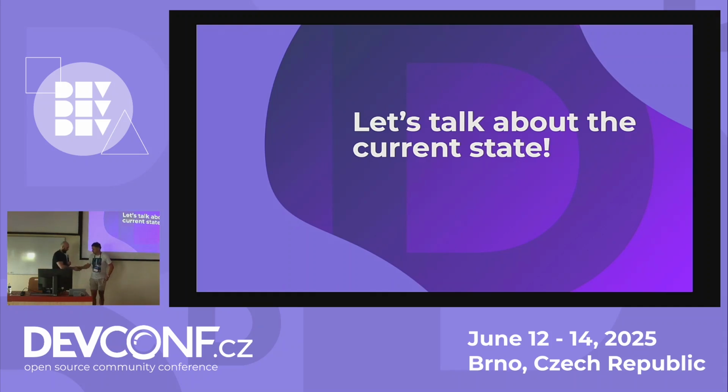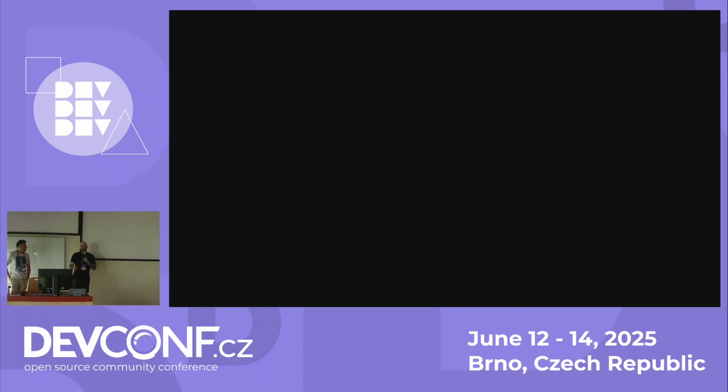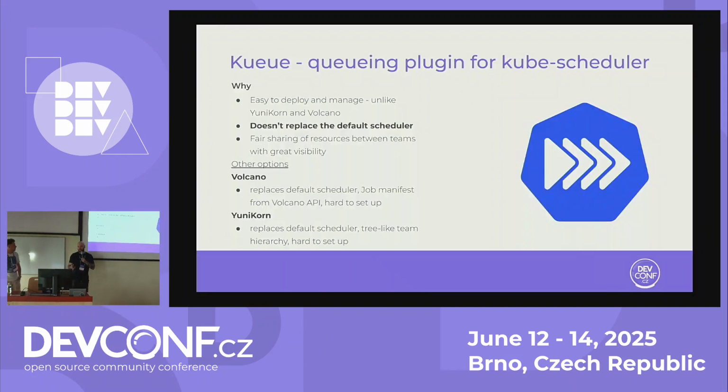Okay, thank you for the word, Peter, and now let's move to the current state and how we managed to implement the queuing. At the heart of the queuing mechanism, there's a plugin into Kubernetes called Kueue, which is a supplementary plugin to the default Kubernetes scheduler. And we also tried other options, which I will talk about later.